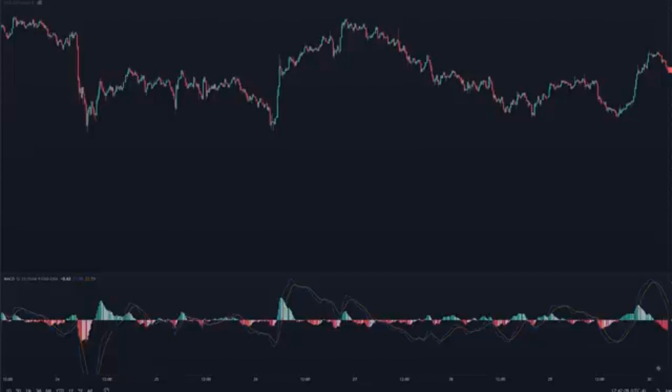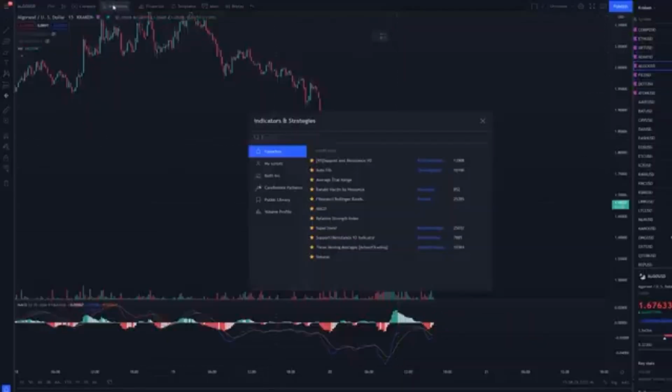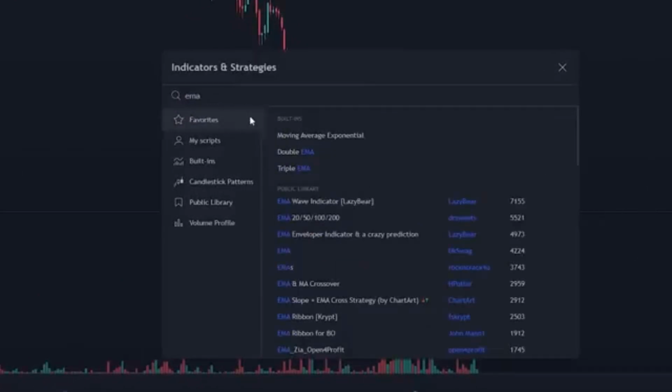So an easy way to figure out if the market is in an uptrend, you simply just need to add a 200-day moving average. To do this, you're going to go to the Indicators tab on TradingView and type in EMA, which stands for Exponential Moving Average or Moving Average Exponential.